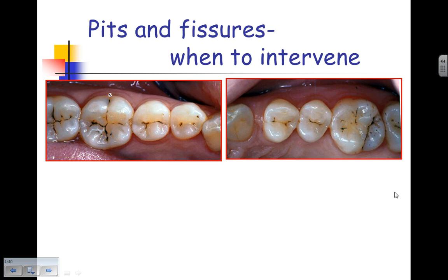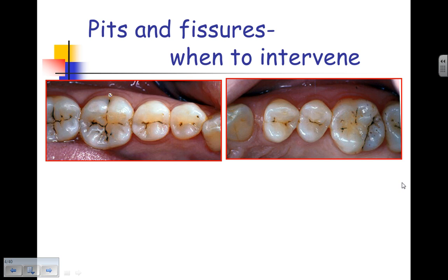But really the greatest challenge we have when it comes to viewing, evaluating, and diagnosing whether or not pits or fissures are carious is making the decision when to intervene. It is one of the most difficult challenges we have for something which appears to be very minor.